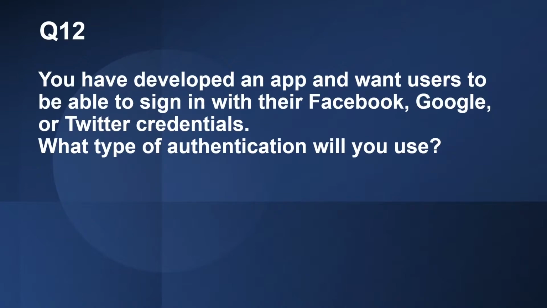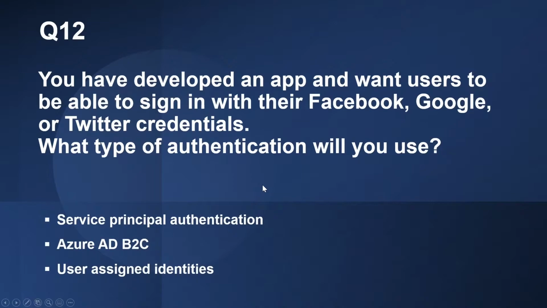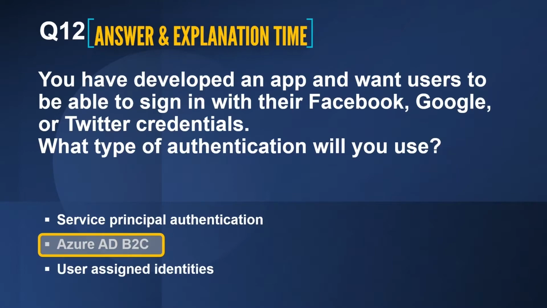Question number 12. You have developed an app and want users to be able to sign in with their Facebook, Google, or Twitter credentials. What type of authentication will you use? The options are Service Principal Authentication, Azure AD B2C, and User Assigned Identities. The correct answer is Azure AD B2C. Azure AD Business to Customer allows external users to log in with their preferred social media account to sign into your application such as Facebook, Google, or Twitter.